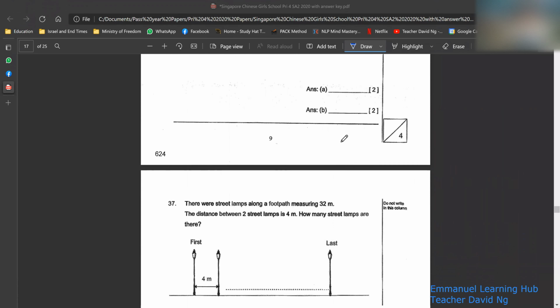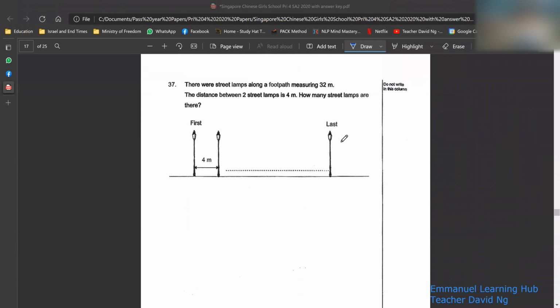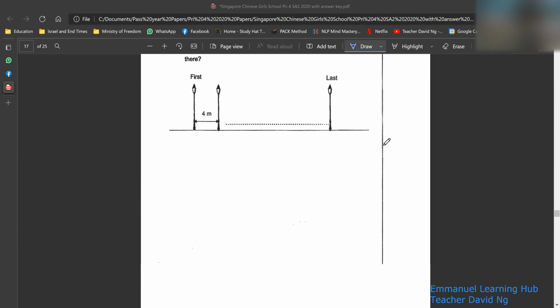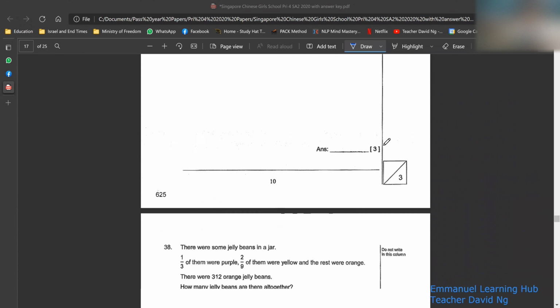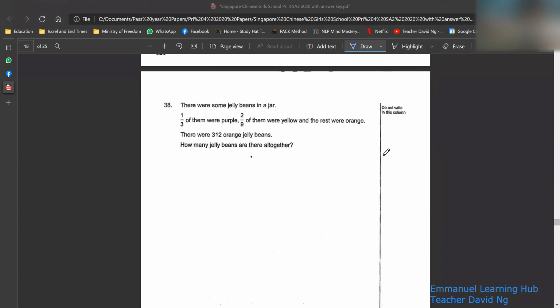Okay, anyway, let's move on. 37. Number 37, good, you got it right, so I won't go through. Okay. 38, what's the answer? 371. Oh, 38, you got it wrong already. 38, I have to go through with you. Let me put an asterisk.